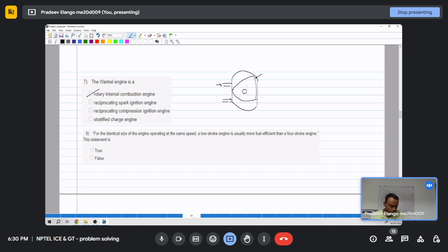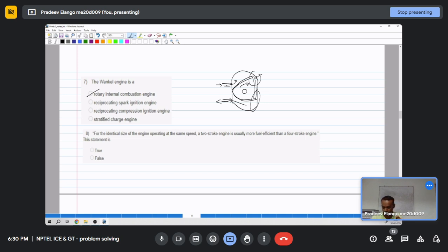So this rotor is triangular in shape and this rotates, and when it rotates the air is sucked in, and then when the chamber comes to this region it will be compressed and ignited, and then when it comes to this region it will be expanding, and then here it will be open to the exhaust. So this is the Wankel engine. It is an internal combustion engine, but it is not of reciprocating type.